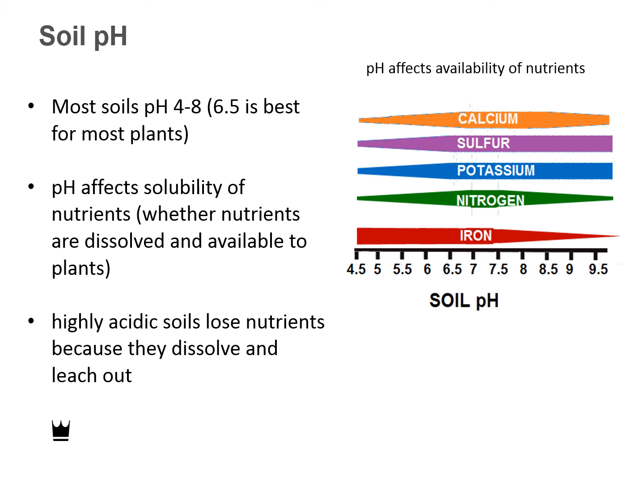Another thing that we look at with soil is soil pH. Most soils have a pH somewhere between 4 to 8. And although plants vary, most plants grow best in a slightly acidic soil that has a pH of about 6.5. pH is important because it affects the solubility of the nutrients. That refers to whether the nutrients are dissolved and available to the plants. Highly acidic soils tend to dissolve the nutrients more quickly, and as a result, they can leach out and aren't available to the plants.